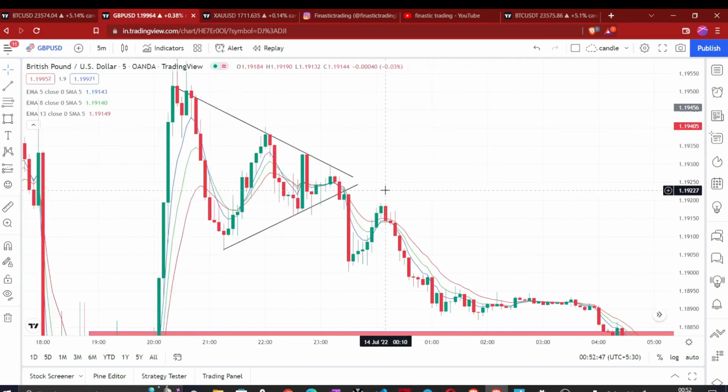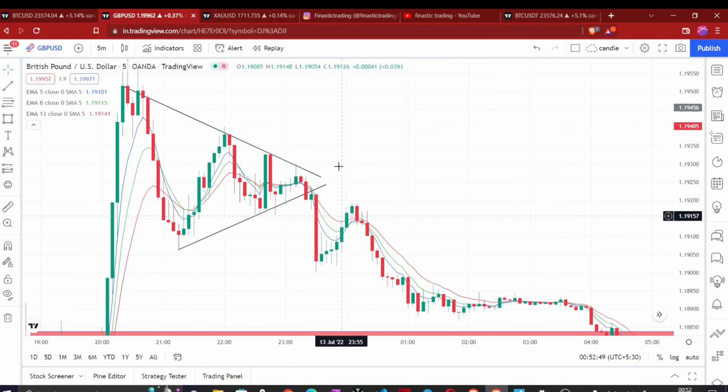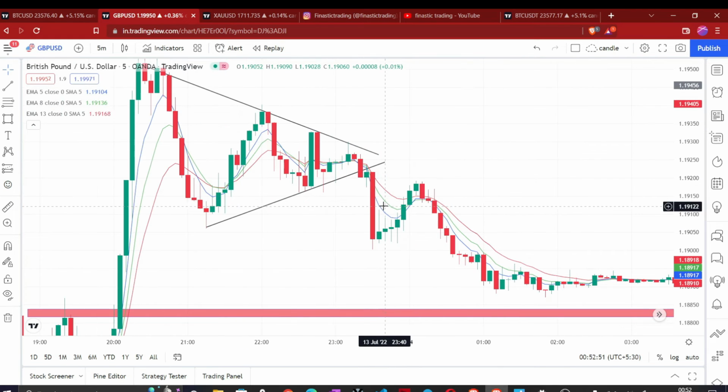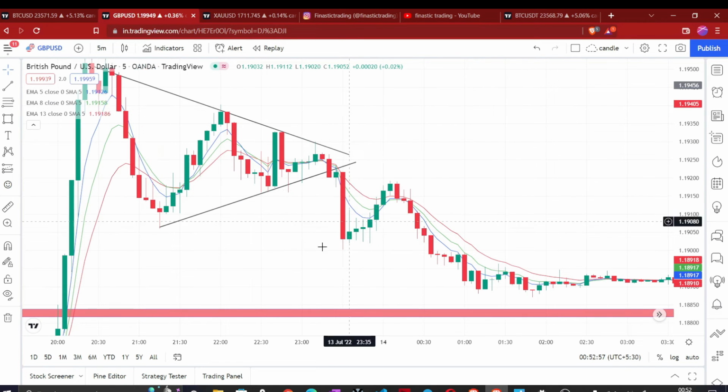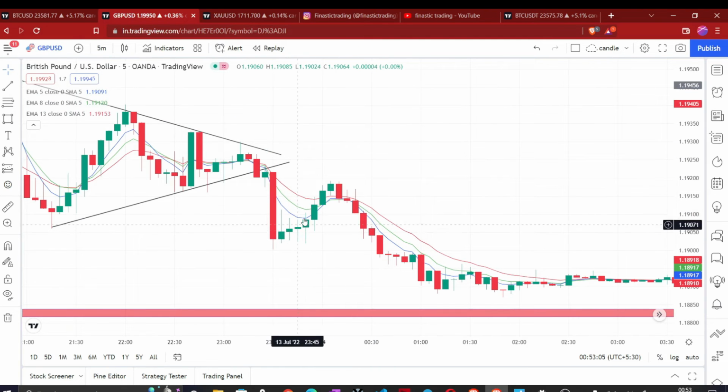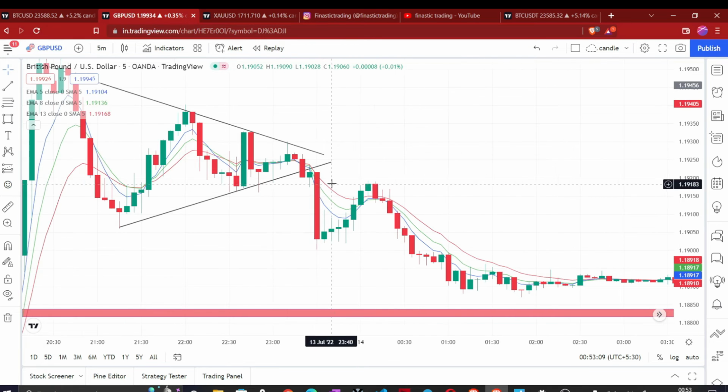So over here, as you can see, there is a symmetrical triangle. The triangle got broken with the huge candle, but we always wait for the retest, and there was no entry at this point as the moment was already gone. So we wait for the retest, we wait for the pullback, and now there is a good pullback. There is a good power candle. This candle engulfed the previous candle.